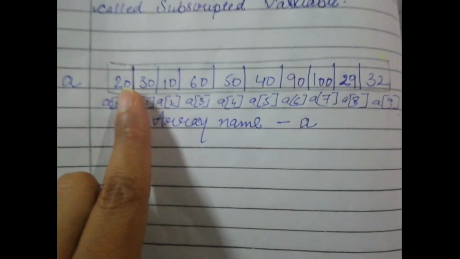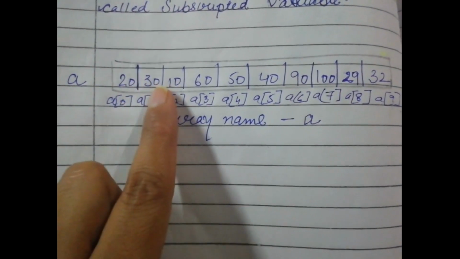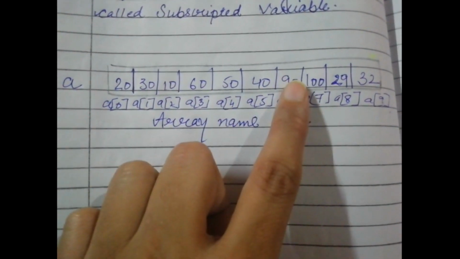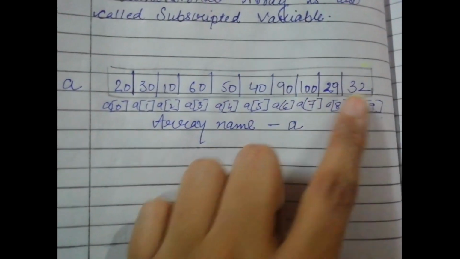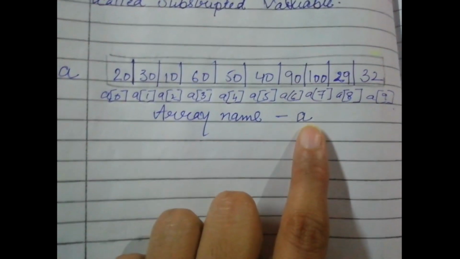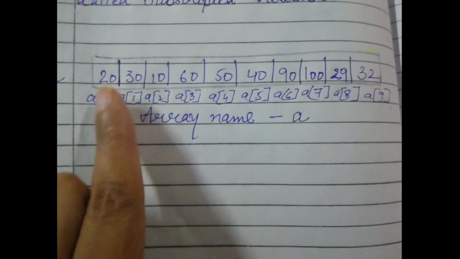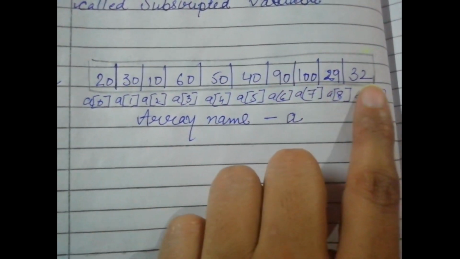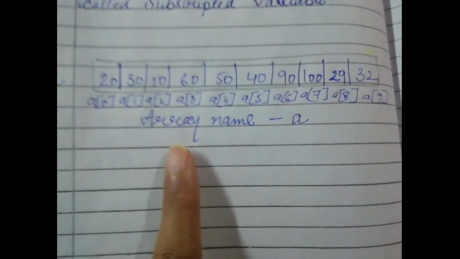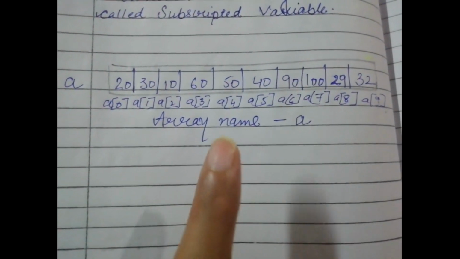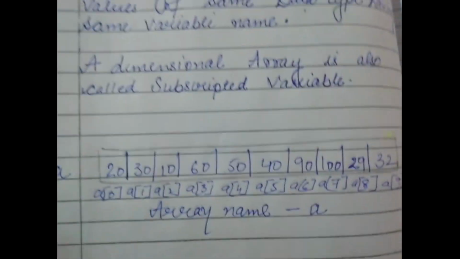How many elements are there in an array? 1, 2, 3, 4, 5, 6, 7, 8, 9 and 10. So we are having an array A with 10 numbers and all the numbers are of type integer. That means this array is called an integer array.